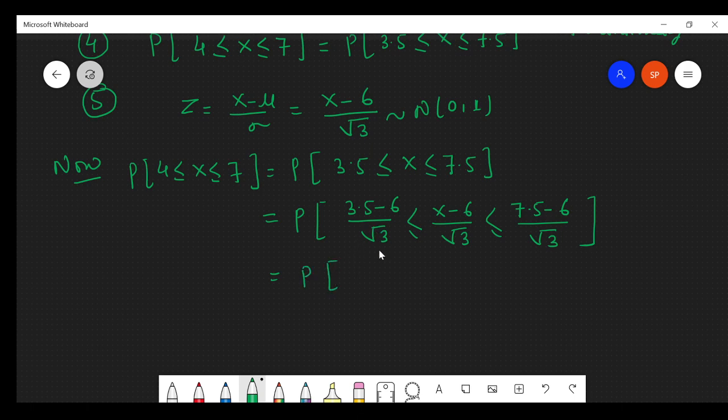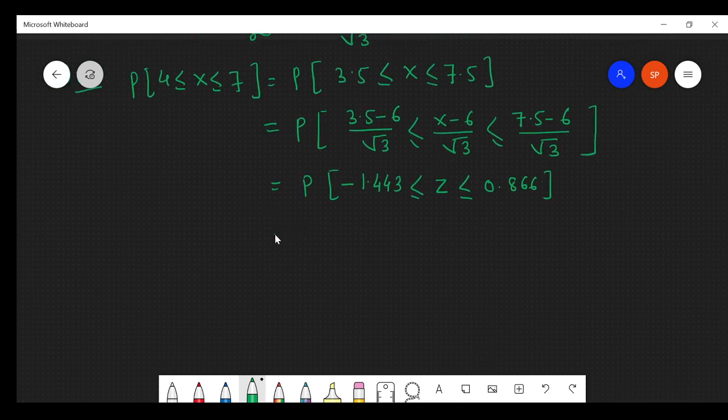Now after calculation we get the values: minus 1.443, and the upper limit z less than 0.866. Now we can write this in terms of the capital phi of the normal distribution: capital phi of 0.866 minus capital phi of minus 1.443. Now after that we find the values.